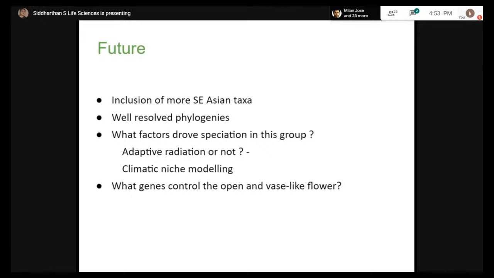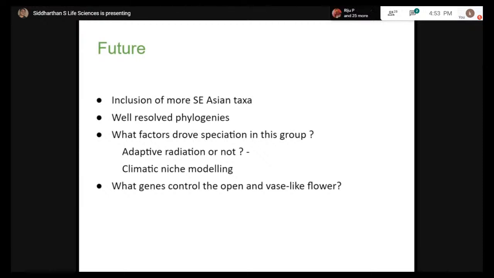No, as of now, I don't know anything about seed emptiness, and it might have evolved in some groups. We have to understand which group he's talking about, which genus or which family he's talking about.